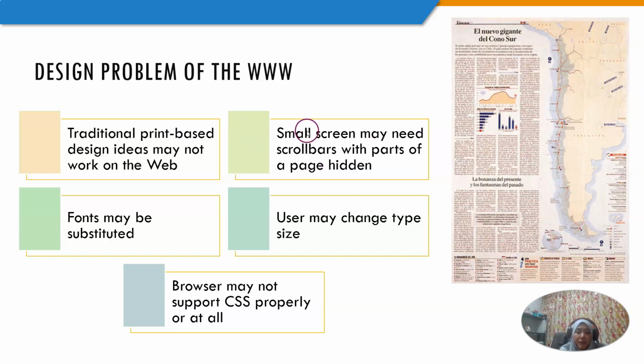Another problem that we have, class: small screens may need to be scrollable, with parts of a page hidden. Where you have so many things you want to put in one page, you need to have scrolling. Fonts may be substituted, so you need to have different fonts from the printed version, and you may change the type size. Browsers may also not support CSS properly or at all. So those are the problems you may face when designing content on the web.